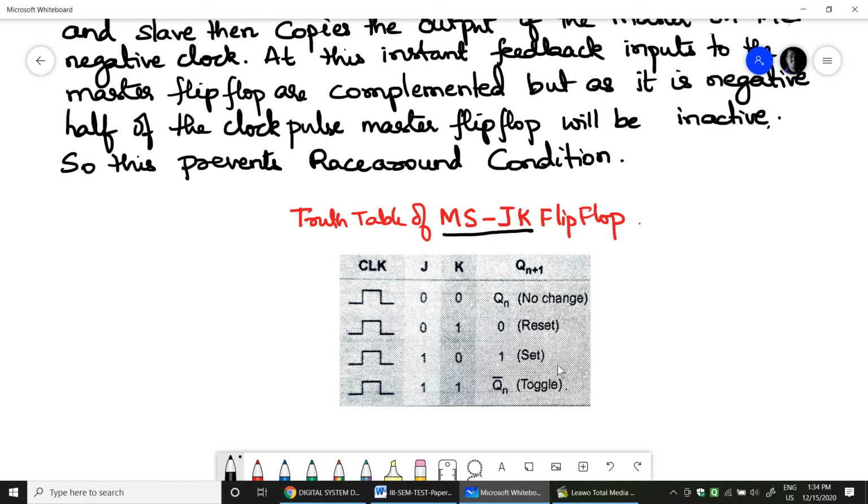I hope you people are clear with the master slave JK flip-flop. In my next session, you will see flip-flop excitation tables and how to create these excitation tables of the flip-flop, and then using those excitation tables we'll see how to convert from one flip-flop to another flip-flop. Means how to convert JK to D or JK to T or T to JK or D to JK and so on.